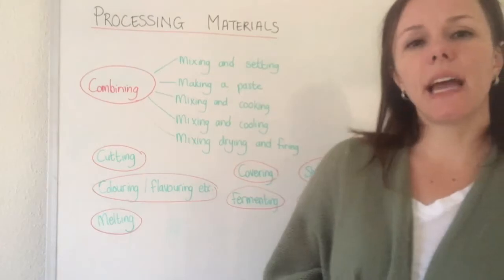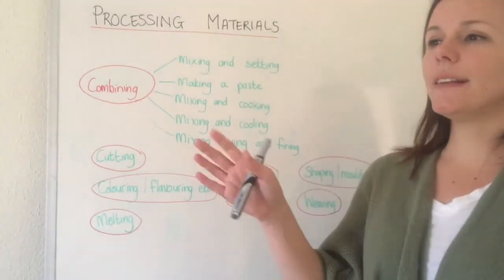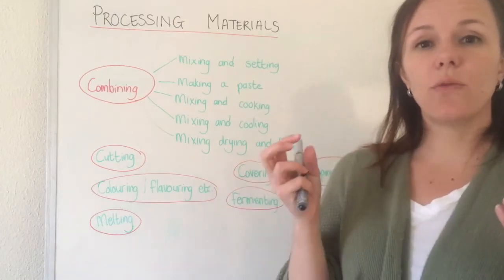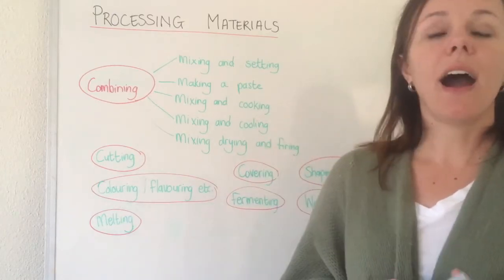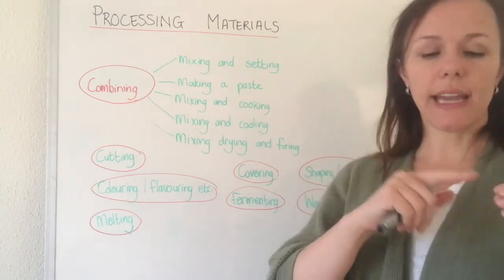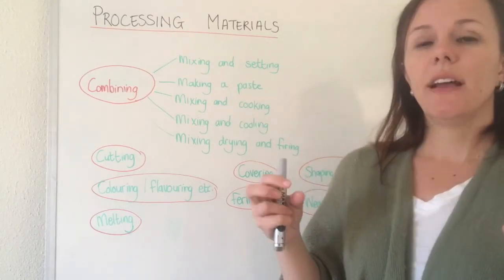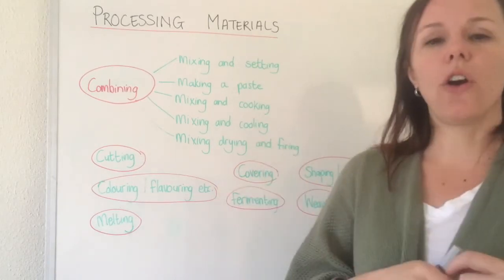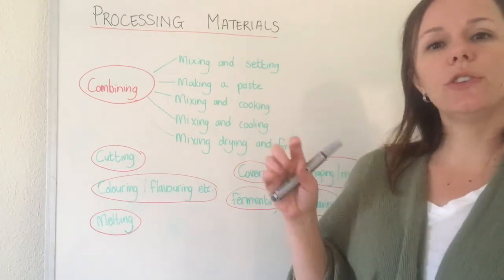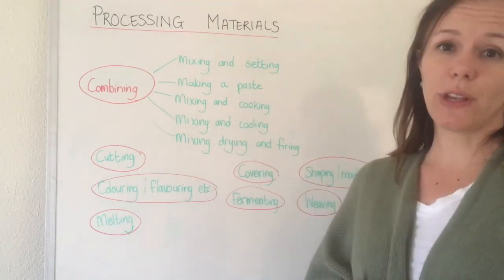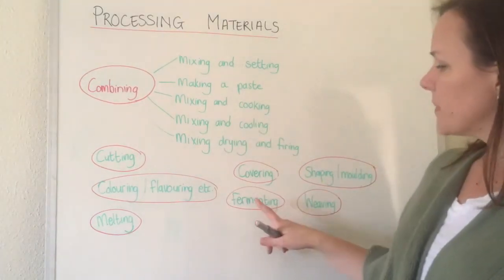Covering. If I take wood and I paint it with a varnish so that it won't damage in the sun, I have covered it. Or if I take copper wires and I put plastic around to make an insulation, then I have covered the copper with plastic. So I've used two different materials and I've covered the one with the other. That's also a way of processing it.